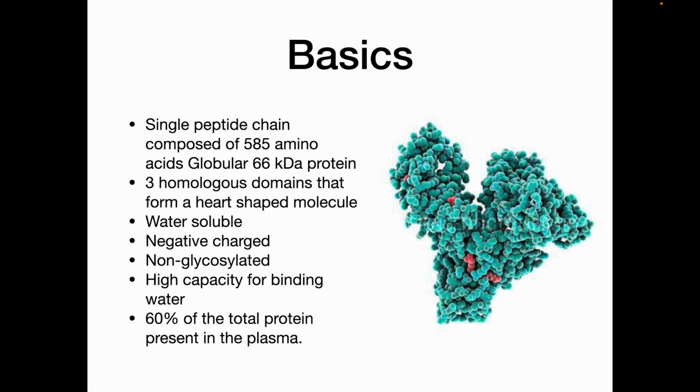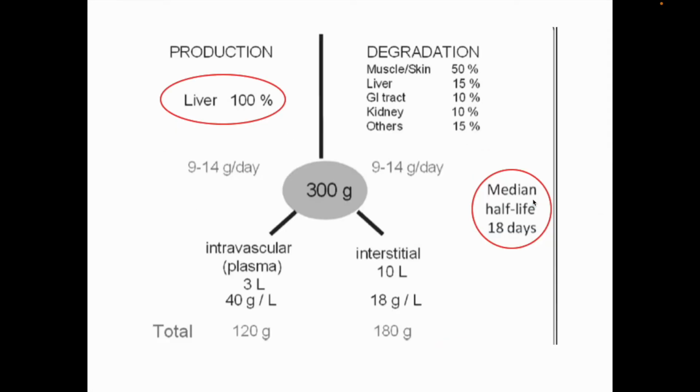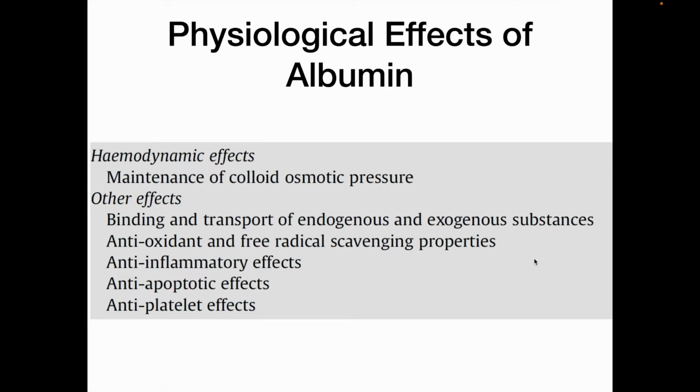60% of the total protein present in the plasma is albumin. It is 100% produced in the liver, and majorly degraded in the muscles, liver, GI tract and kidney. It has a median half-life of 18 days. The main physiological effect is that it maintains the colloidal osmotic pressure.